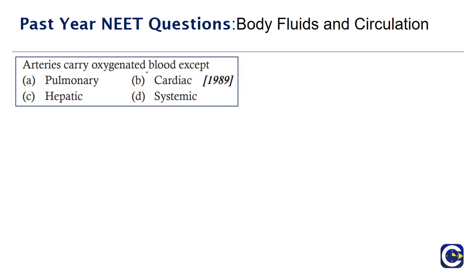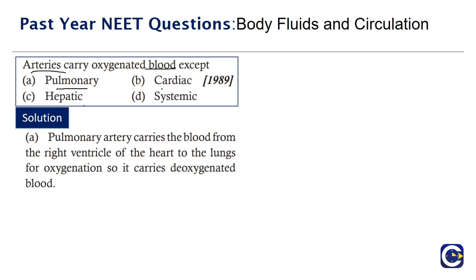Arteries carry oxygenated blood except: options are pulmonary, cardiac, hepatic and systemic. We know that the pulmonary artery carries deoxygenated blood. Though it is an artery, it carries the deoxygenated blood from the heart to the lung for oxygenation. So the answer is pulmonary artery. Pulmonary artery carries blood from the right ventricle of the heart to the lungs for oxygenation, so it carries deoxygenated blood.